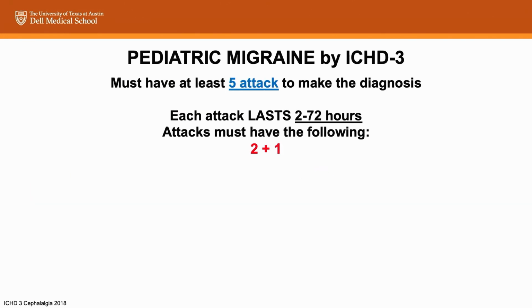We contrast that to migraine. For migraine, you need to have at least 5 attacks. And it's funny because when these tend to start, I've seen patients who've had 3 of these in their life. So we're making the diagnosis, but we need a couple more attacks. In the pediatric population, sometimes we see them earlier than that 5-attack minimum. But they need to have 2+1.